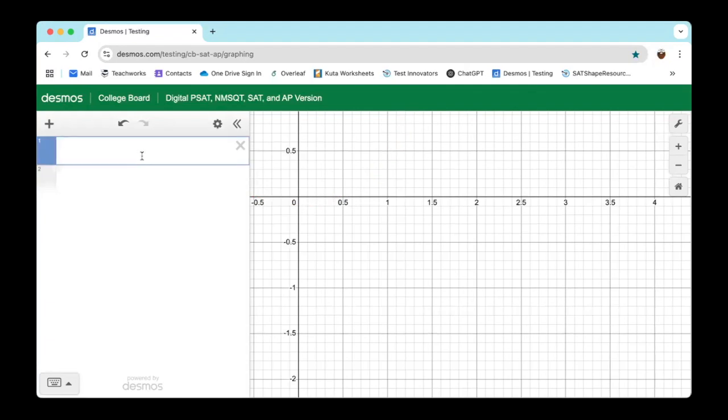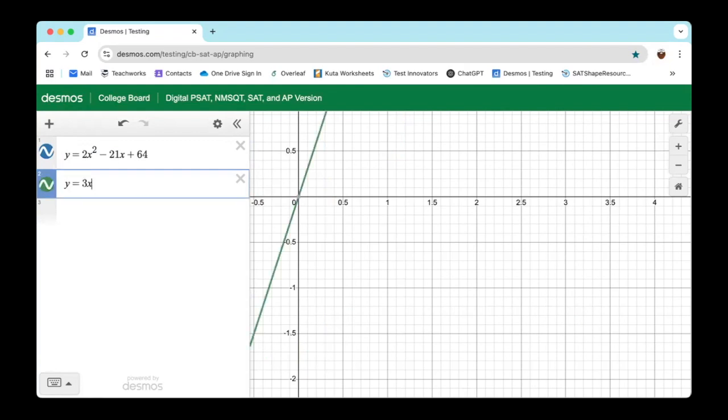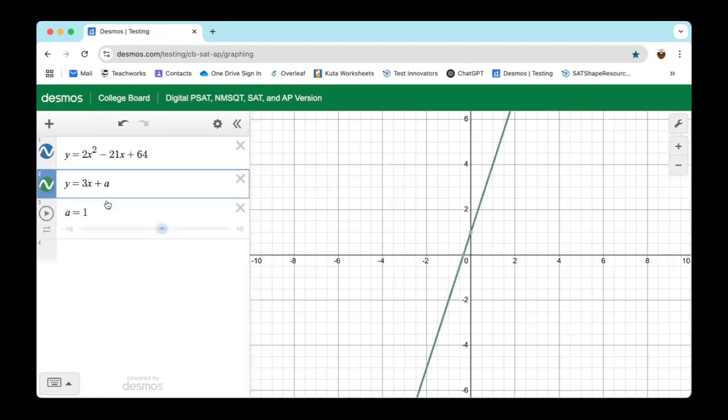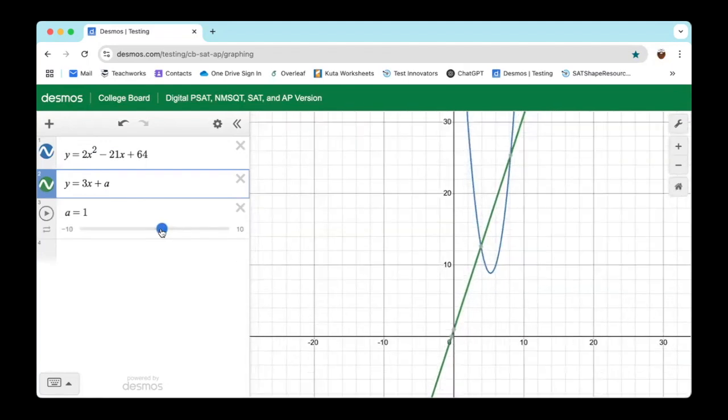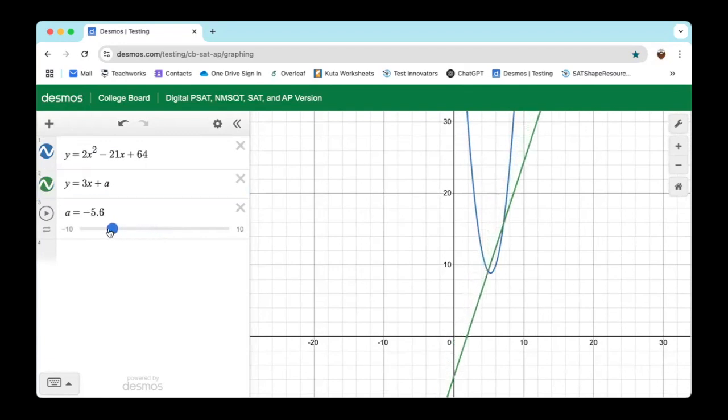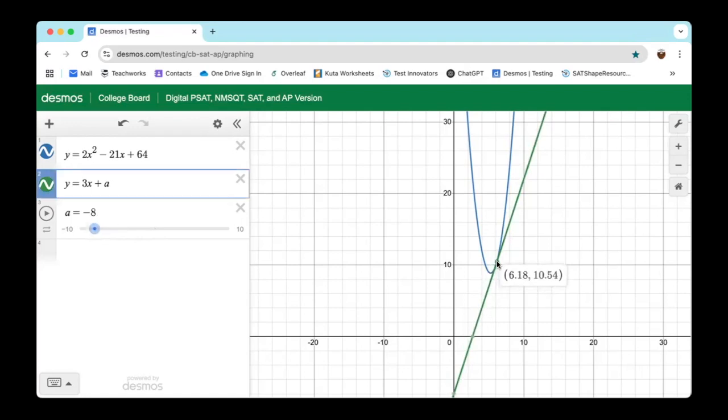All right, so I'm going to put in the first one. So y equals 2x squared minus 21x plus 64. And then y equals 3x plus a. Put it back here. And I am going to add a slider. Okay, so the goal is to move this, right, so that I get it to intersect at 1 point. So it looks like I have it there.